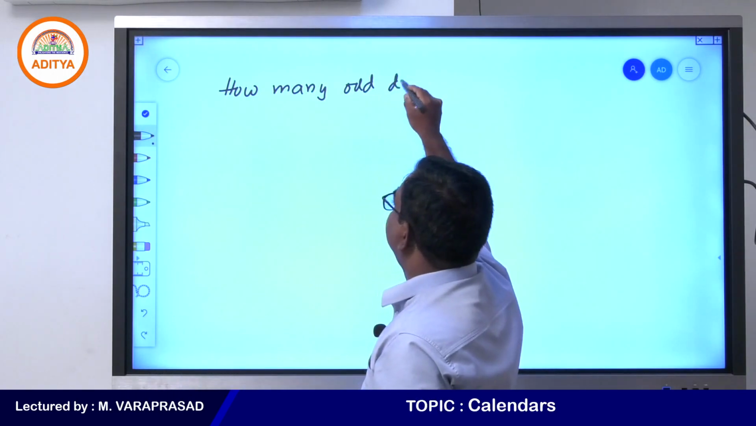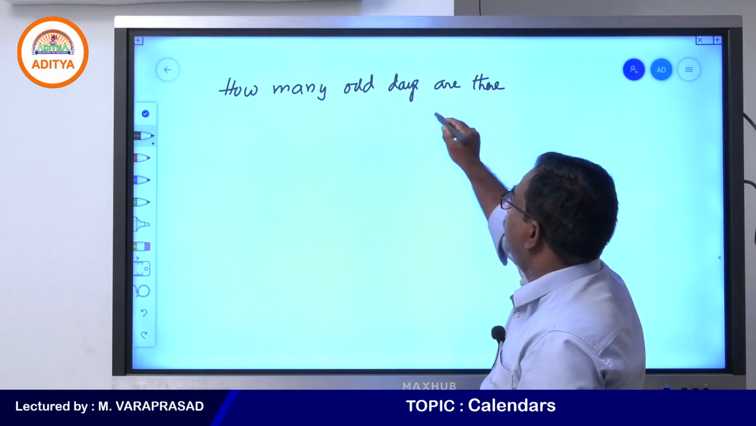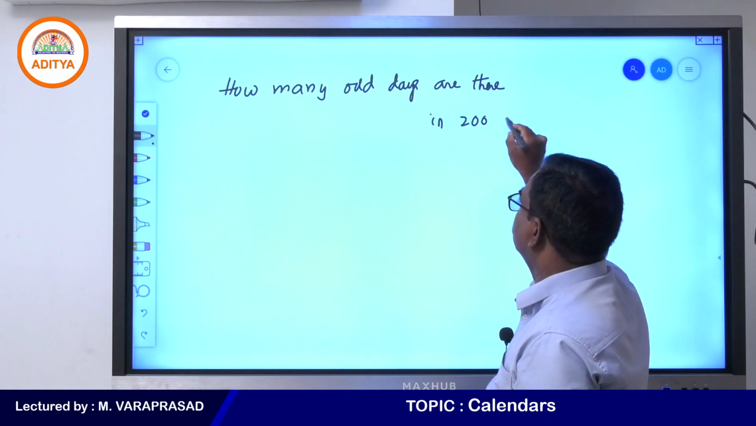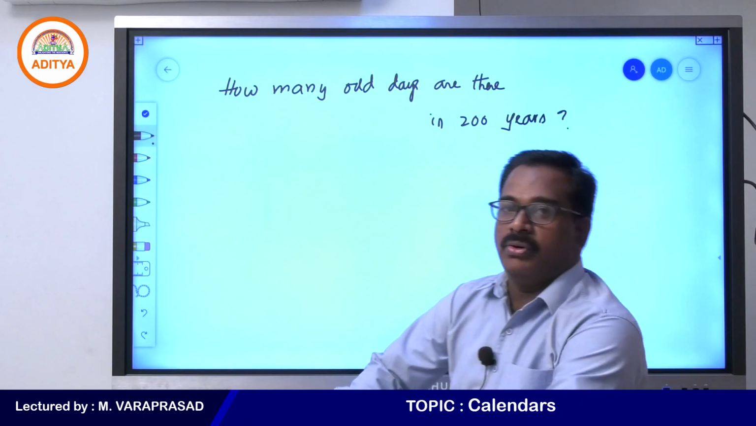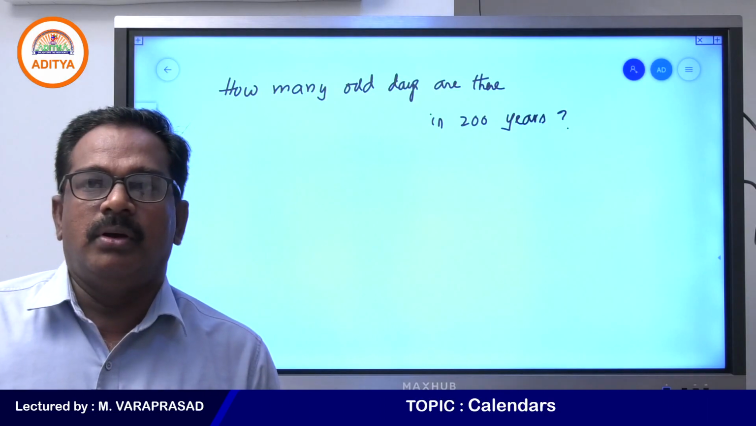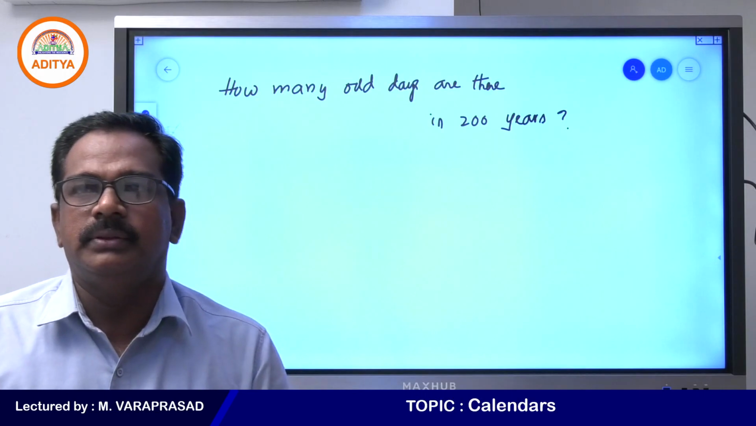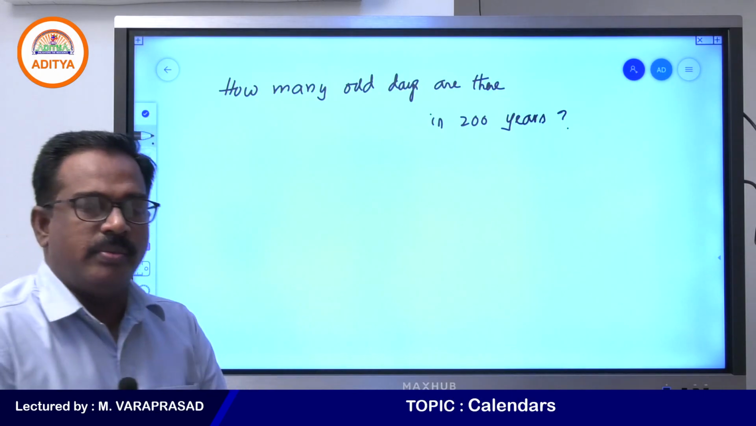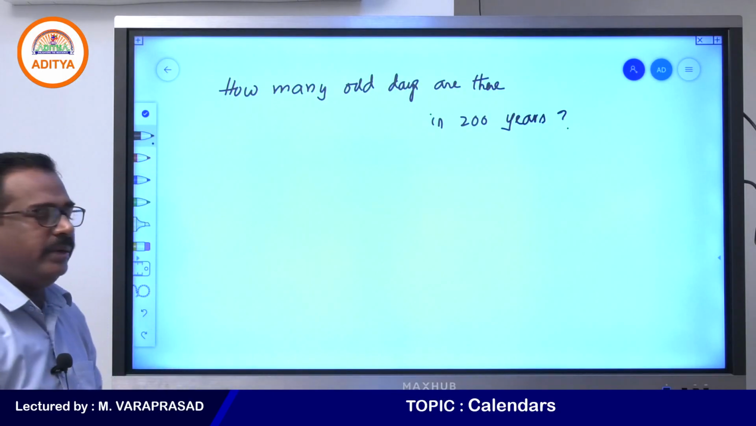How many odd days are there in 200 years? Yes, my students, right? Let me know how many odd days are there in 200 years. Somebody is asking, how did you come to know there are 24 leap years?